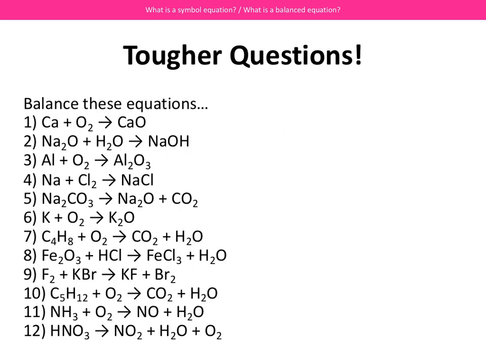And so to finish, here's a list of equations for you to balance. I'd like you to just go ahead and do those on a bit of paper. I'm not going to talk you through, I'm just going to show you the answers in a minute. So I want you to pause the video, have a go at them, and then check your answers from the next slide.